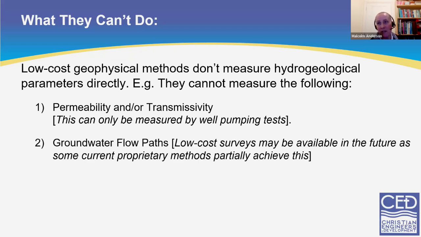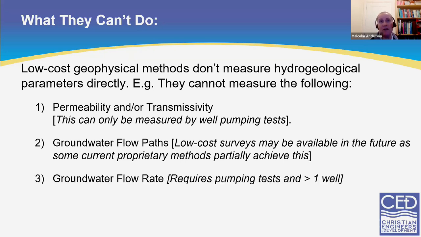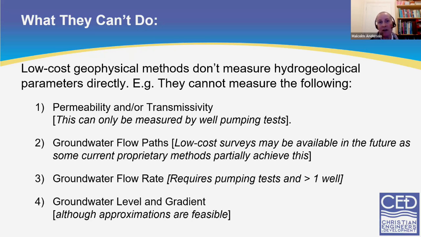Groundwater flow paths are best determined at test study stage from the methods I spoke about in my previous talk. Similarly, groundwater flow rate can only be calculated once you know water levels and transmissivity. And groundwater level and gradient, again, you're going to have to wait until you get your borehole in to find out precisely what your level is. There's always going to be a certain amount of uncertainty, even after the geophysics.